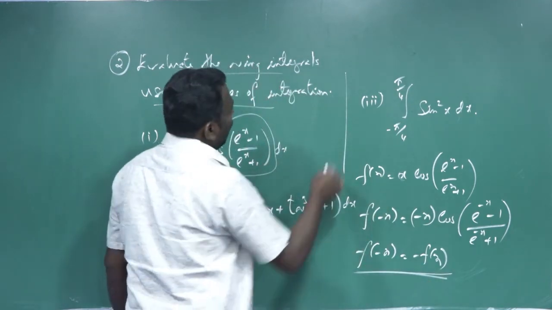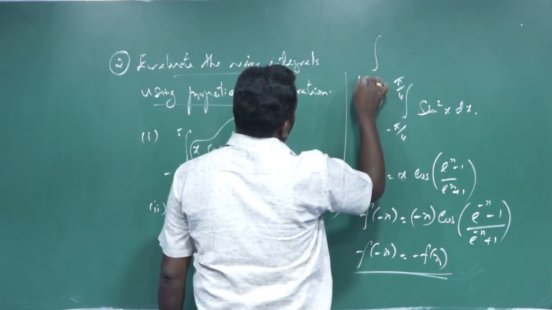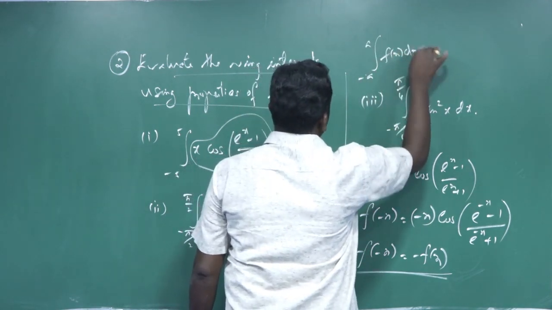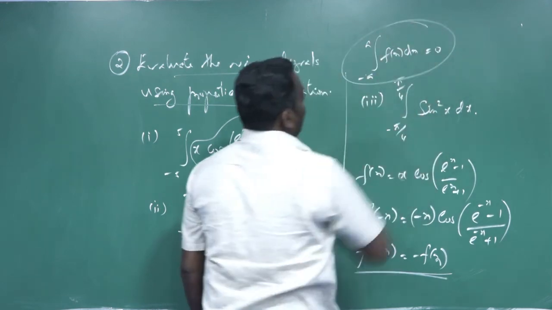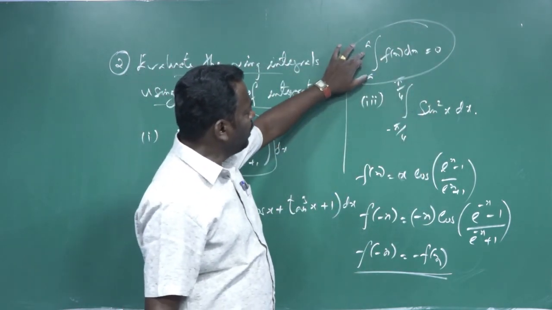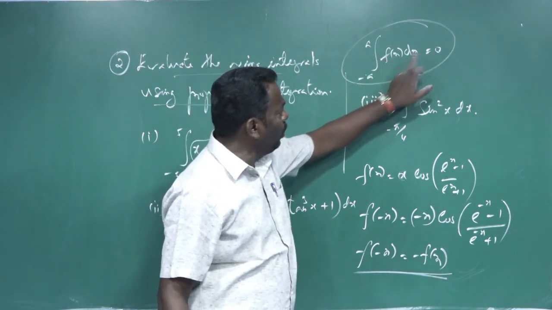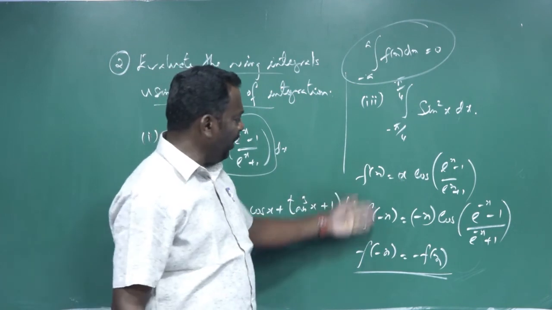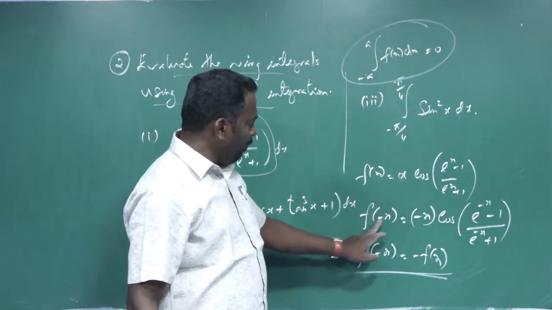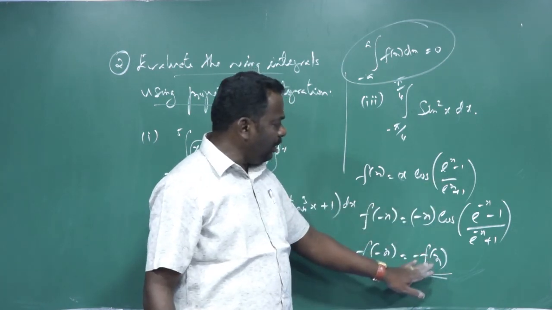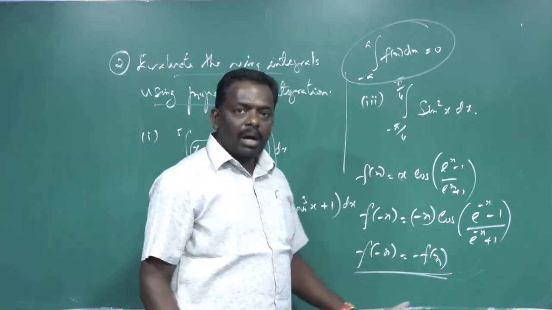Therefore the total integral value, integral from minus a to plus a of f of x dx, is equal to 0. So applying the odd function property, integral minus a to plus a f of x dx is equal to 0. If the function is called an odd function, the total integral value is equal to 0. Just verify f of minus x is equal to minus f of x. This function finally comes out as an odd function.